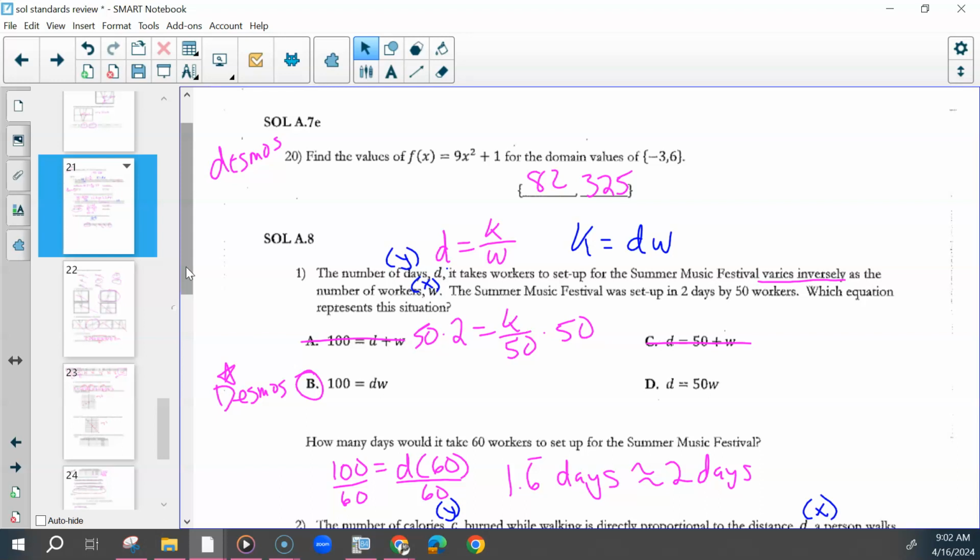7E, you were given domain values, x values, and you had to find the range values. So you had to put each one in for x and find what y was, which was 82 and then 325.